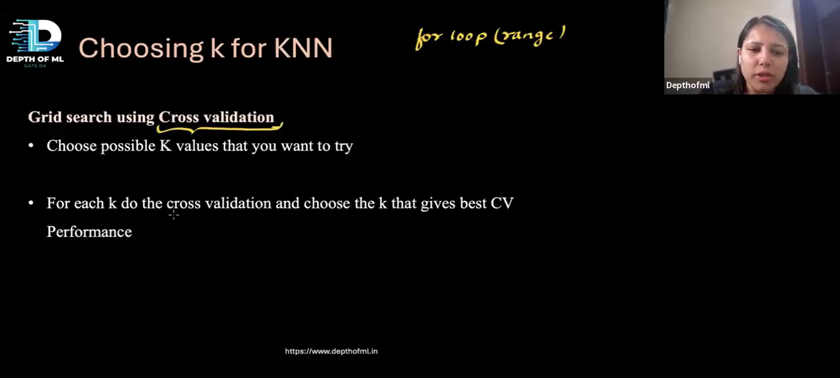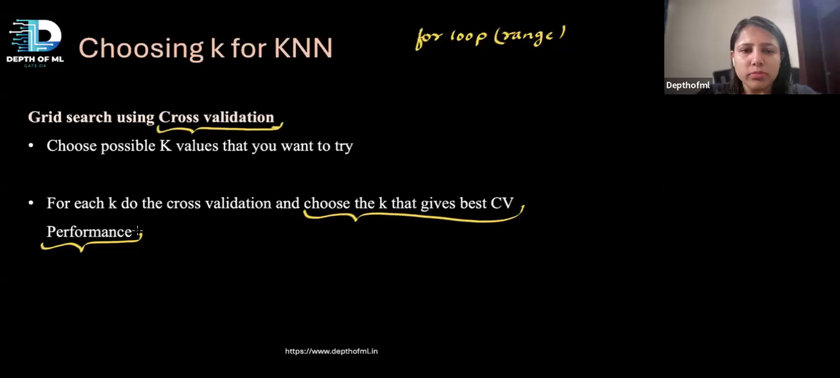And for each K, you will do the cross-validation and choose the K which gives you the best CV performance. Okay, so 2 things that we have to look out for are what is cross-validation and what is the cross-validation performance. So just understand that we'll be doing something with the K-nearest neighbor algorithm. You can actually apply it to any classifier you want, any regressor you want. But for KNN, it's simpler because you don't have to train a model. In cross-validation, we have to train models multiple times and we'll see how. But in KNN specifically, you don't have to train the model, right?